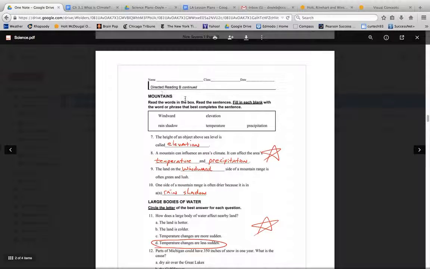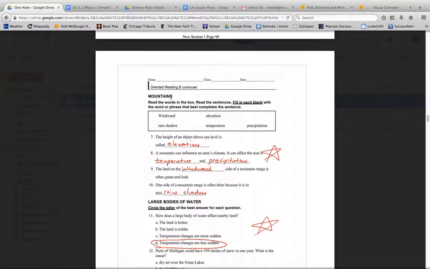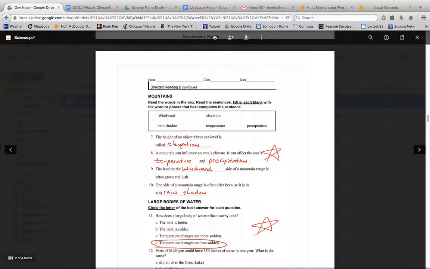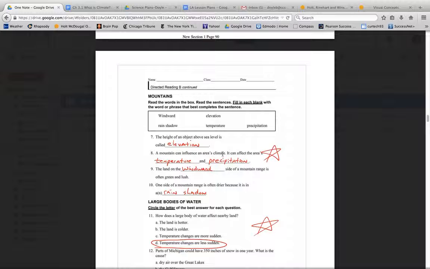Mountains are another thing that affects the weather. Or it affects the climate, I should say. So 7, the height of an object above sea level is elevation. 8, a mountain can influence an area's climate because it can affect the area's temperature and precipitation. 9, the land on the windward side of a mountain range is often green and lush. And 10, one side of a mountain range is often dry because it is in a rain shadow. So as the air goes up one side of the mountain, it rains on the one side. We call that the windward side of the mountain. And then when the air gets to the other side of the mountain, there's no rain left, and so the other side is really dry.